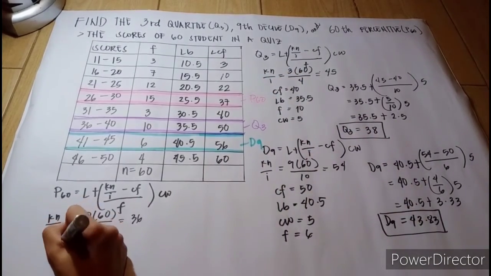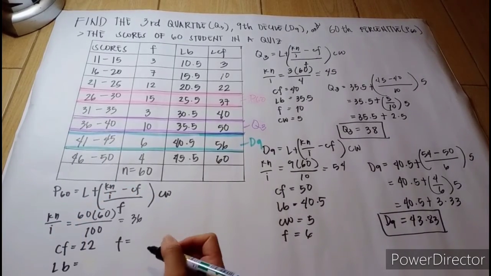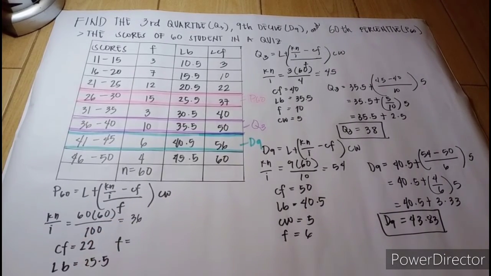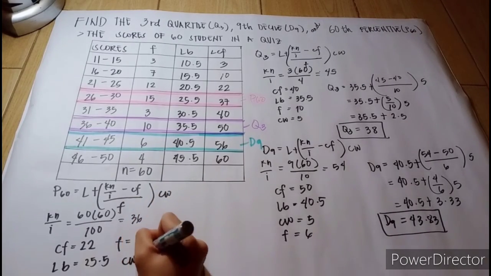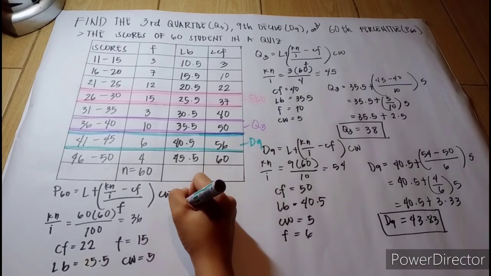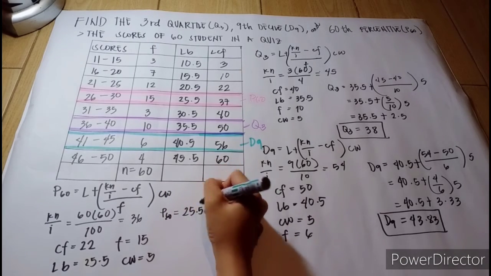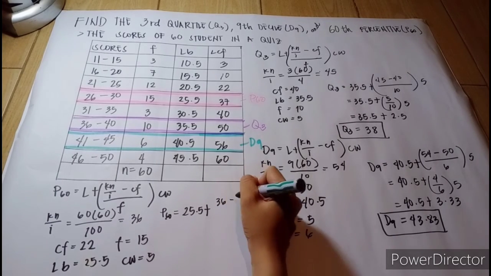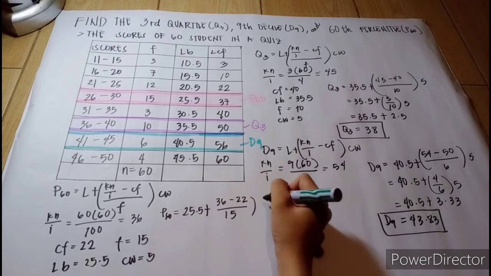So our cumulative frequency is 22. Lower boundary is 25.5. And frequency, that is 15. And the CW is 5. So substitute. So our percentile is 25.5 plus kN over 100, that is 36, minus 22 over 15 times 5.